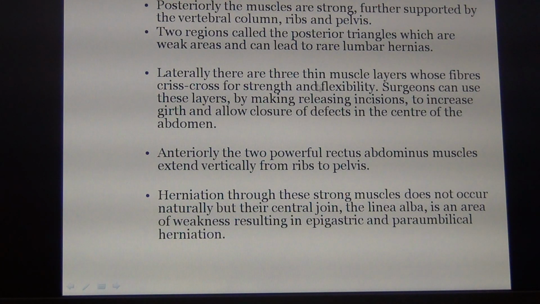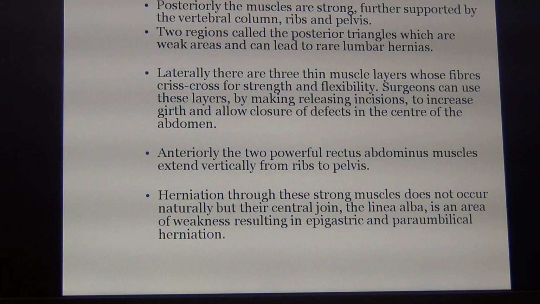Laterally, there are three thin muscle layers whose fibers crisscross for strength and flexibility, and surgeons can benefit from these crisscrossing fibers to increase the girth and allow closure of defects in the center of the abdomen. Anteriorly, the two powerful rectus abdominis muscles extend vertically from ribs to pelvis, the anterior abdominal wall muscles.